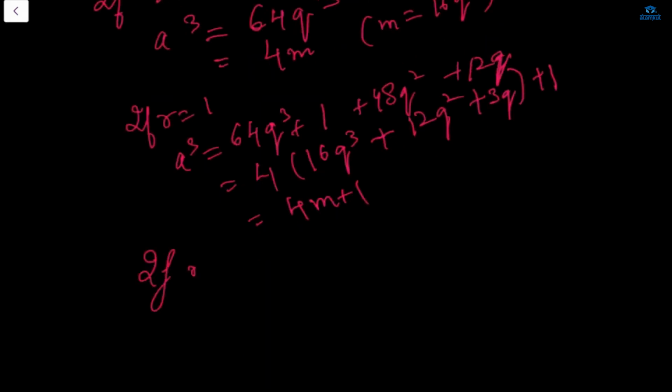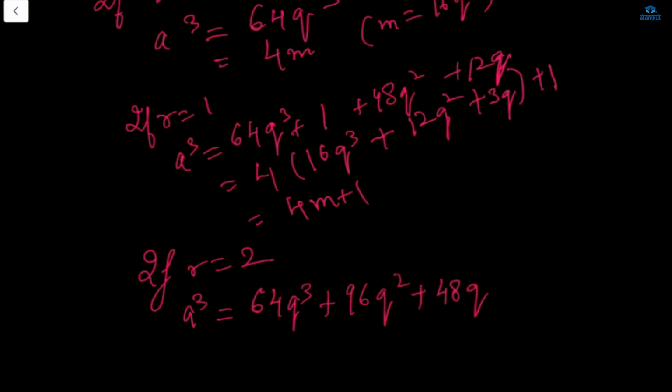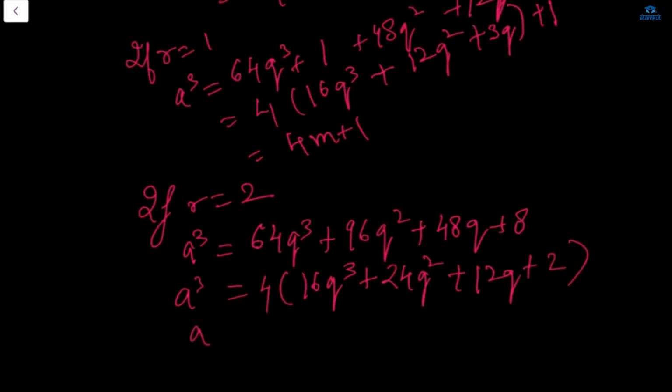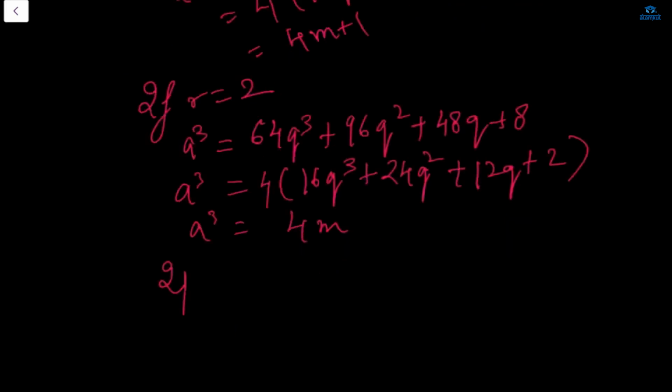If r is equal to 2, then a cube will be equal to 64q cube plus 96q square plus 48q plus 8. So you can write a cube as 4 times 16q cube plus 24q square plus 12q plus 2. So you can write a cube as 4m again. Yes or no? Yes, ma'am.